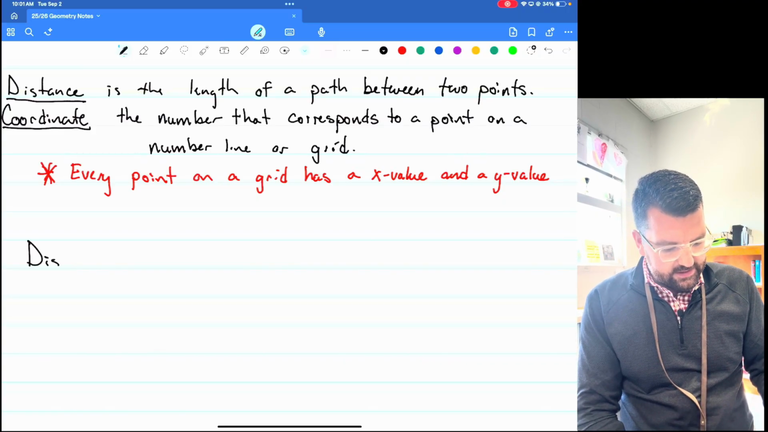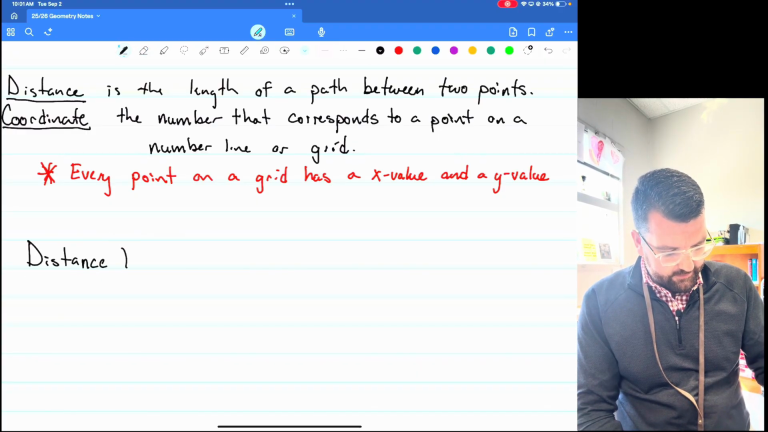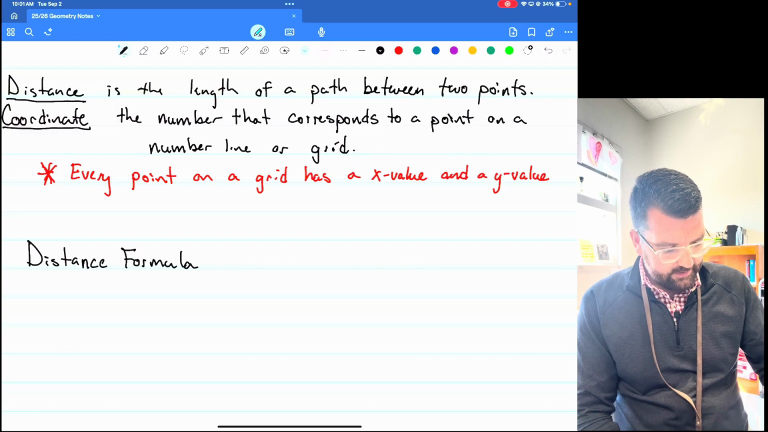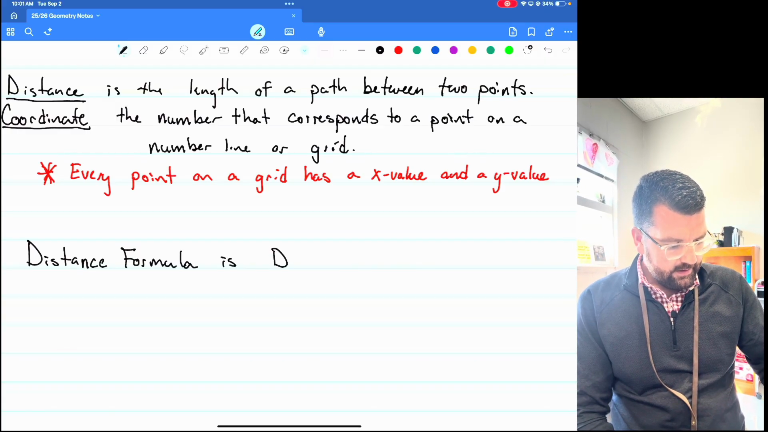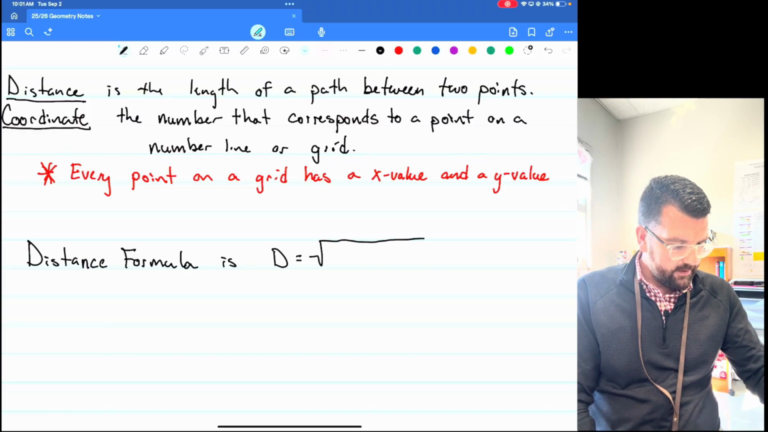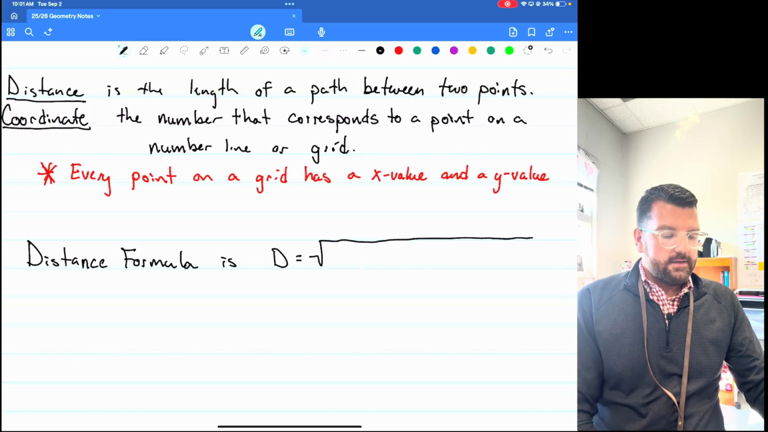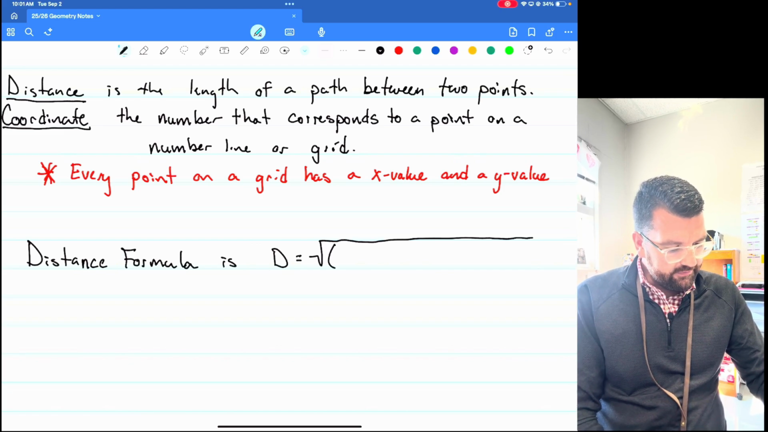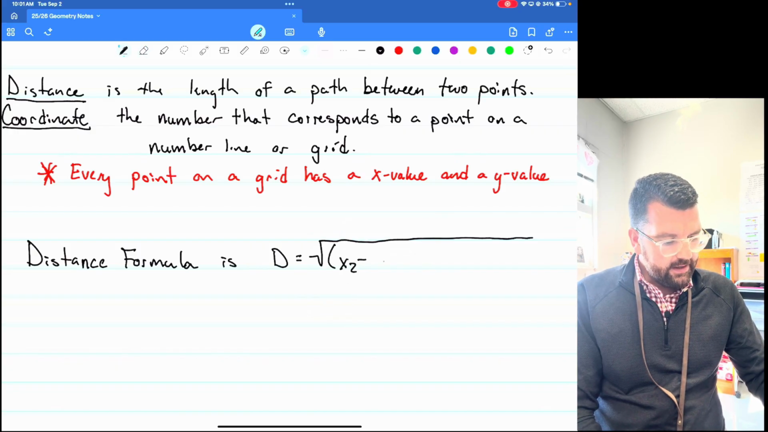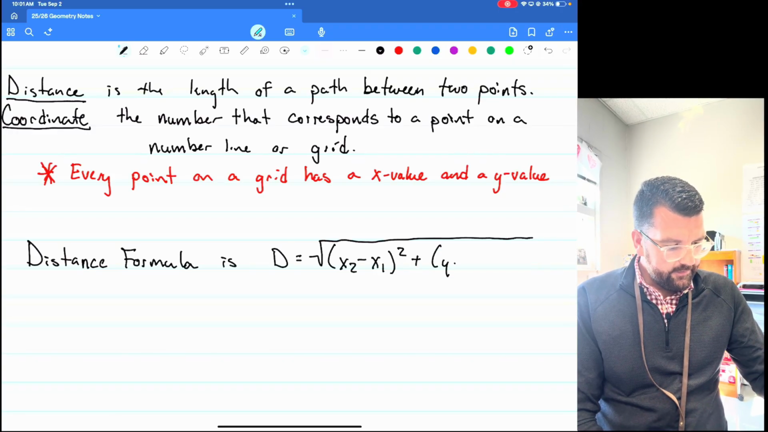So then the distance formula is, you're going to see me use d to represent distance equals. And then that symbol, if you don't remember, is the square root symbol. Square root, so distance equals the square root of x2 minus x1 squared plus y2 minus y1 squared.